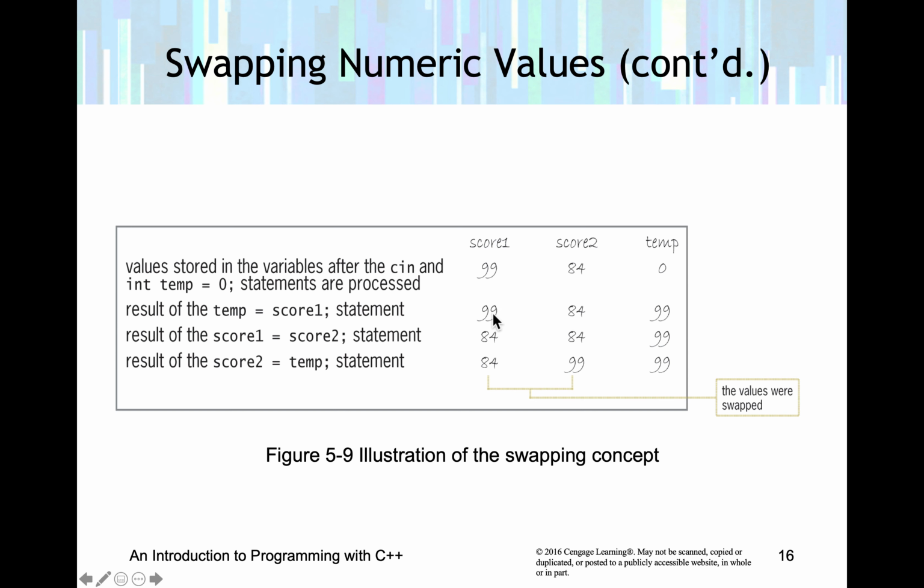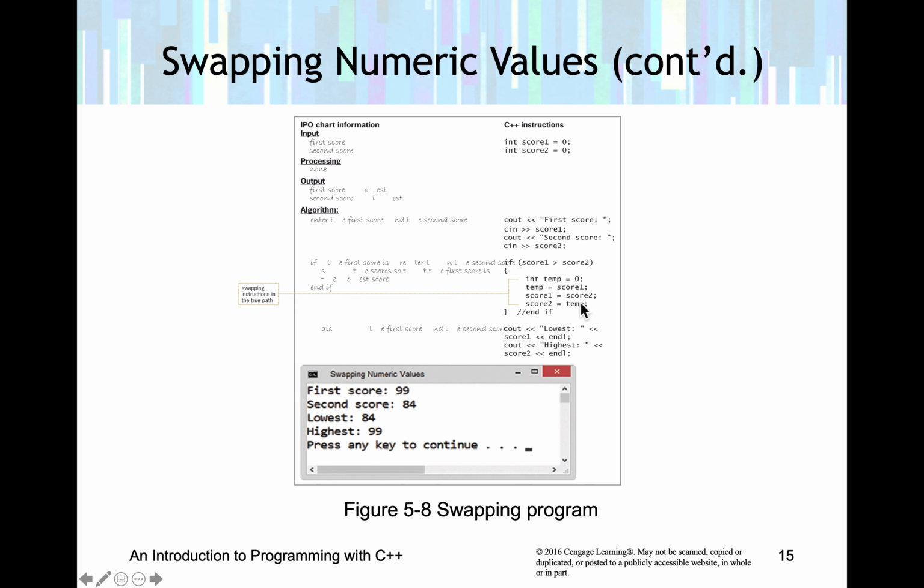So I'm going to assign score 1 to temp. Now temp has 99, and score 1 has 99. Once I do that, I can take my score 2 and move it to score 1, so now I have two 84s, which is fine. I still have my little 99 saved over here. And now I can override this 84 with the 99. So to swap, we have to have the temp variable to hold one of the values, and then we can do our swapping. Here's what the code would look like.